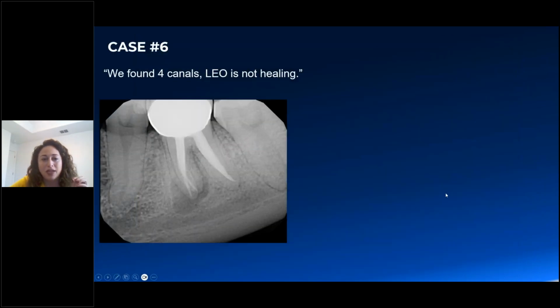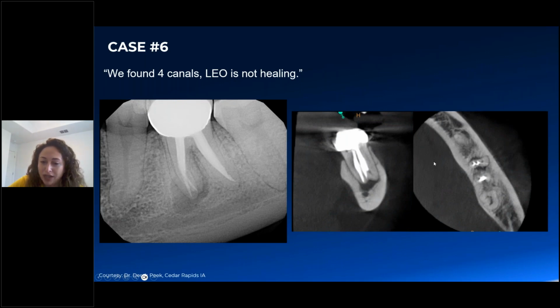This is another case, a very similar scenario where we have a crown, 4 treated canals, but that lesion is not healing. It stayed the same ever since we did the root canal treatment. But once you look at the CBCT scan, you can see why the lesion hasn't healed. The original treatment involved the middle mesial instead of the mesial buccal. So we had 3 canals in the mesial root, and one of them was still untreated. We can see that mesial buccal on axial and coronal view.